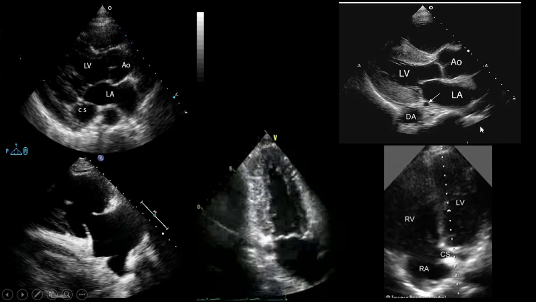Another structure that we sometimes see in the PLAX is the coronary sinus. The coronary sinus runs in the atrioventricular groove here, the junction of the atrium and ventricle. This part we call the groove, and the coronary sinus passes all around the base of the heart and drains into the right atrium.